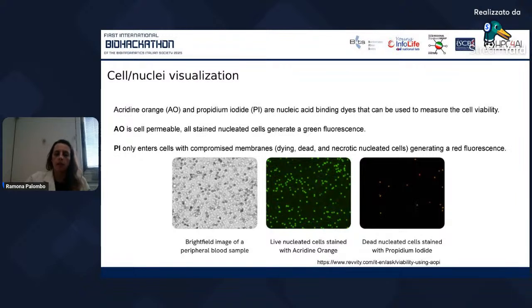So in the figure in the slide, we can see that in the bright field, we can see a mixture of cell population that are green. Most of them are green, so they are stained with acridine orange, and instead with propidium iodide I can see the dead ones that are low in number, so it is a good sample.